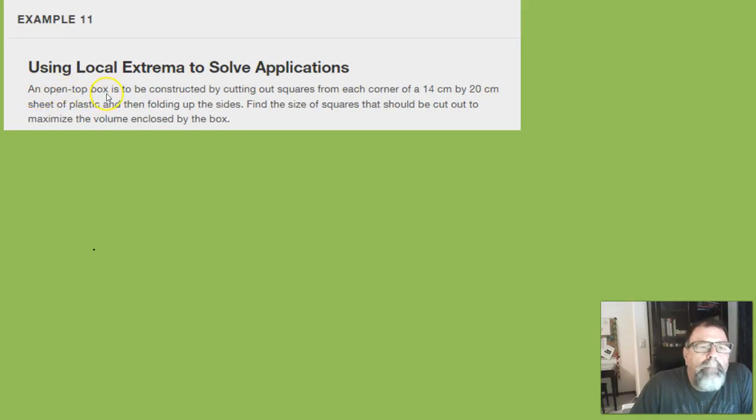An open top box is to be constructed by cutting squares from each corner of a 14 centimeter by 20 centimeter sheet of plastic and then folding up the sides. Find the size of the squares that should be cut out to maximize the volume of the enclosed box.